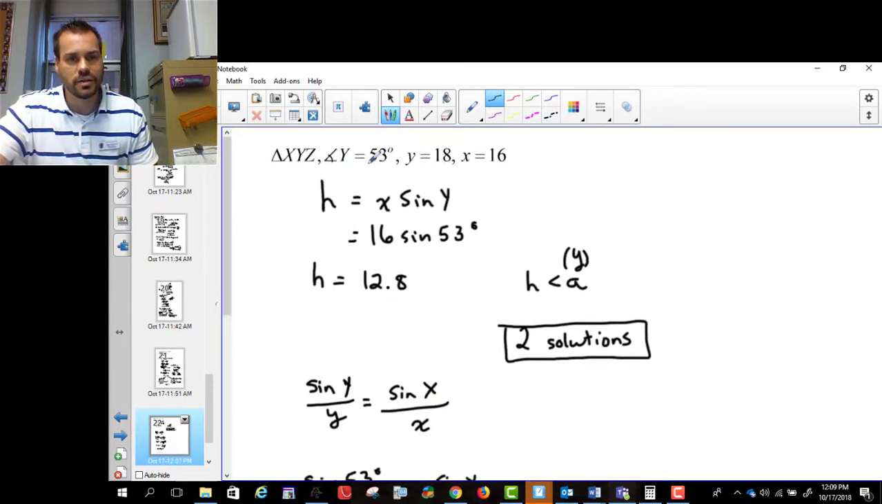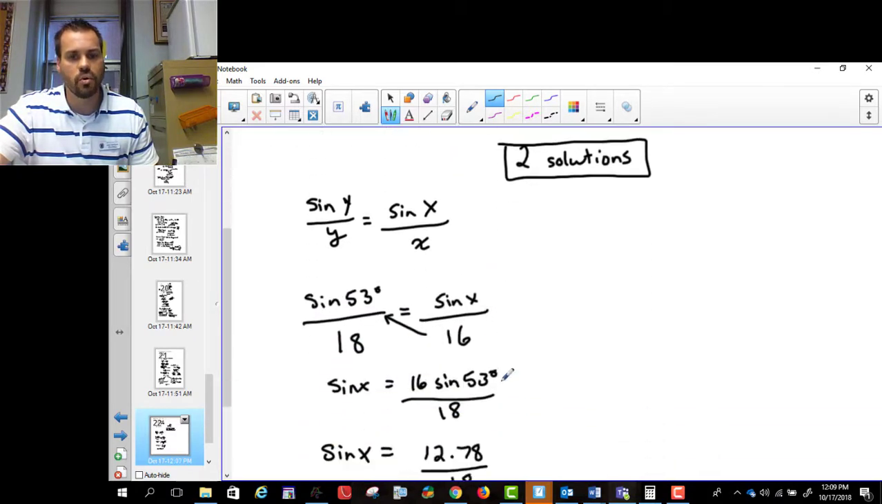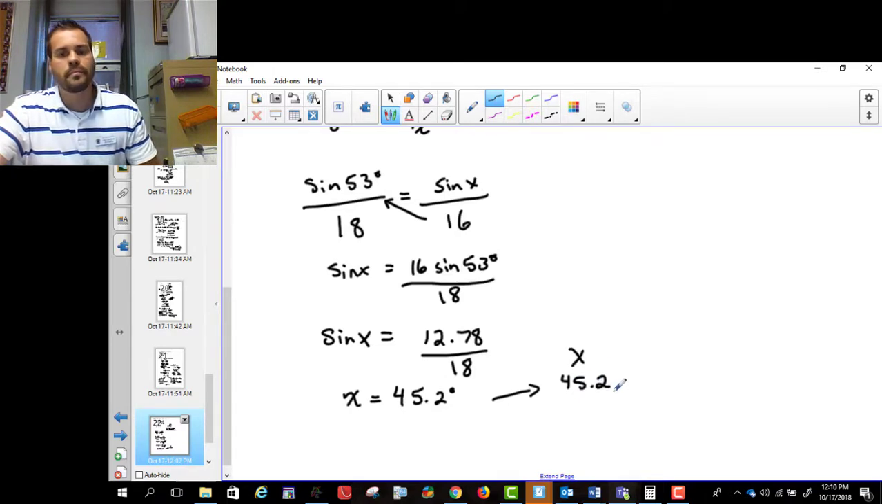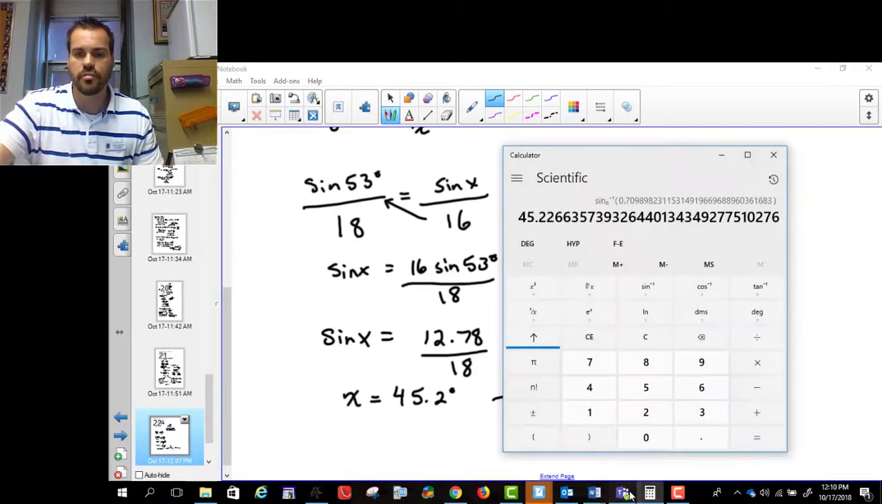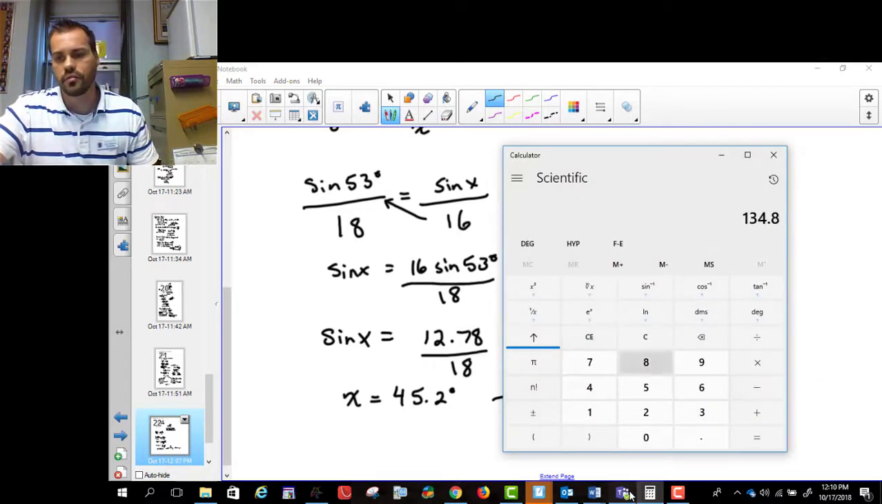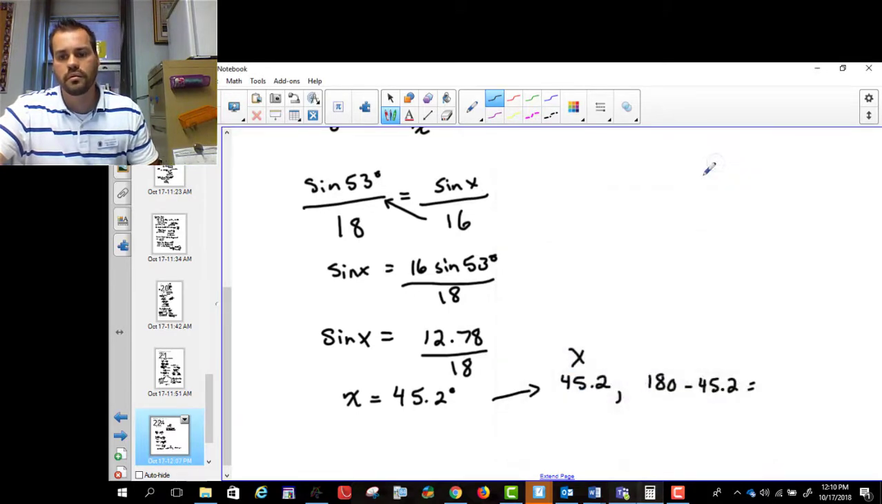If that's less than the angle you're given, then you're good. There's two solutions. If that's more than the angle you're given, then you're in trouble. So we have two solutions. We have 45.2 for X, or we have 180 minus 45.2, which is 134.8. So then we know the other angle is 53. That's angle Y.